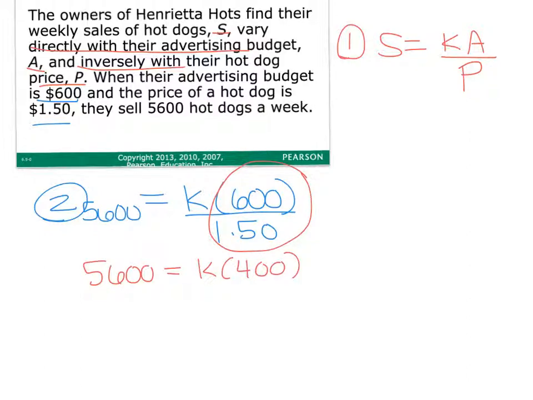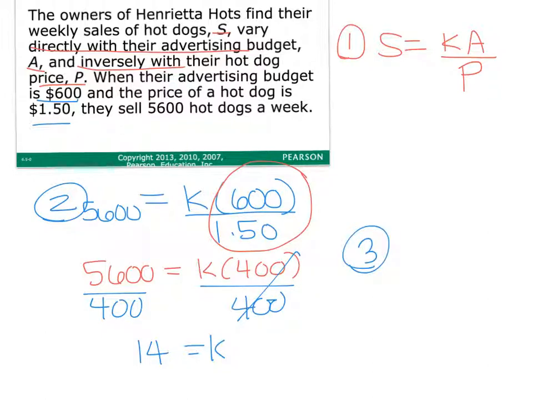And then you got to get your K isolated, so you're going to have to divide both sides of the equation by 400 to get K alone. So 5,600 divided by 400 is 14. So your equation for this situation would be S equals 14A over P. Now on the next slide, they're going to ask you to use that to find some information.